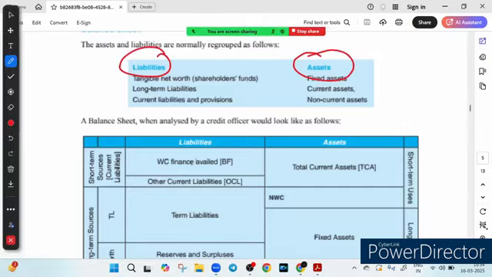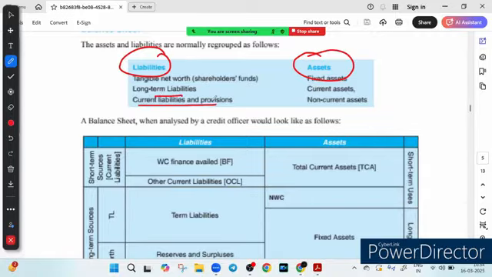Liabilities include short-term liabilities, which include working capital finance, and other current liabilities, called OCL, and it also includes long-term liabilities. This must be clear to you. It includes short-term liabilities, long-term liabilities, and also net worth.